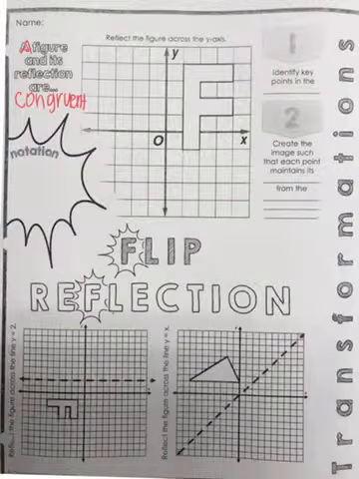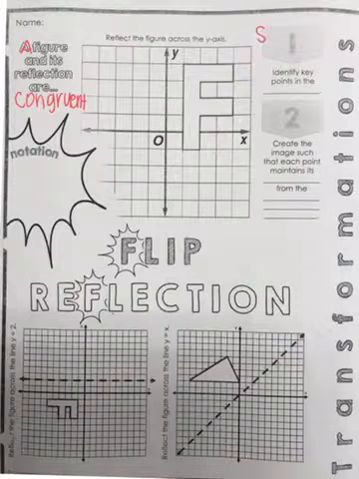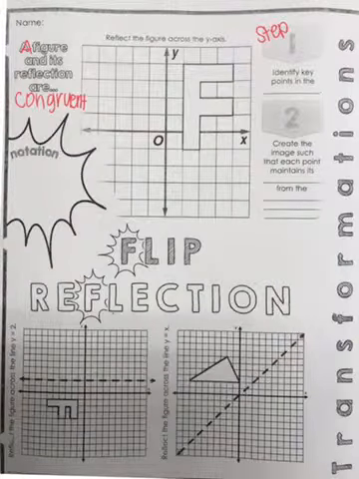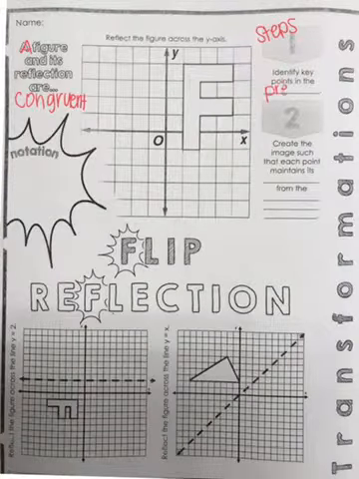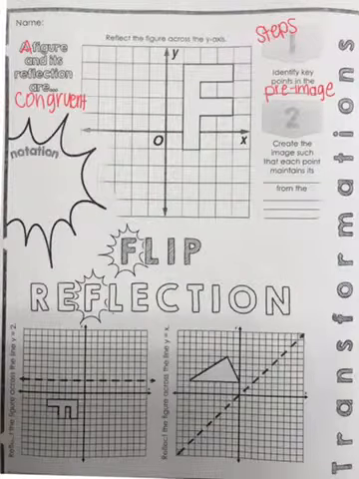So the first thing, here are our steps over here. We need to identify the key points in the pre-image. And again, you're not always going to see these reflections in a picture. It might just ask you to reflect one point, but for our purposes, we're just going to go ahead and learn how to do it with the whole picture, because you're going to have to reflect points to do that, okay? So look at this figure F.